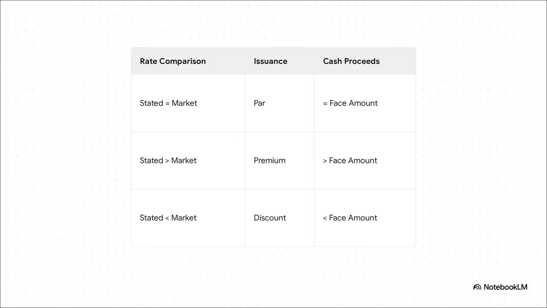But what if your stated rate is higher than the market rate? Investors love that. They'll pay a premium to get their hands on it, meaning your cash proceeds will actually exceed the face amount. On the flip side, if your stated rate is lower than the market rate, your bond looks pretty wimpy. You'll have to sell it at a discount just to get people to buy it, meaning you're walking away with less cash than the face amount. This simple little mathematical relationship, it dictates the whole shebang.